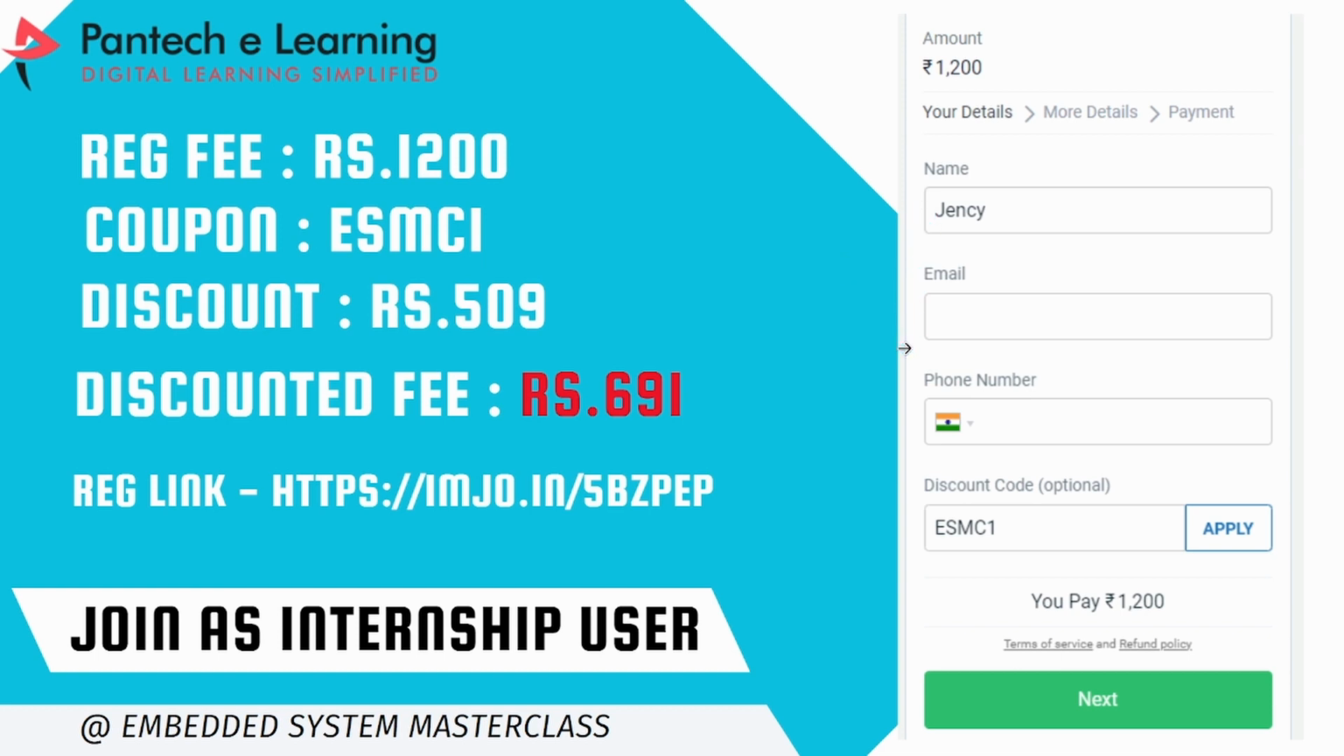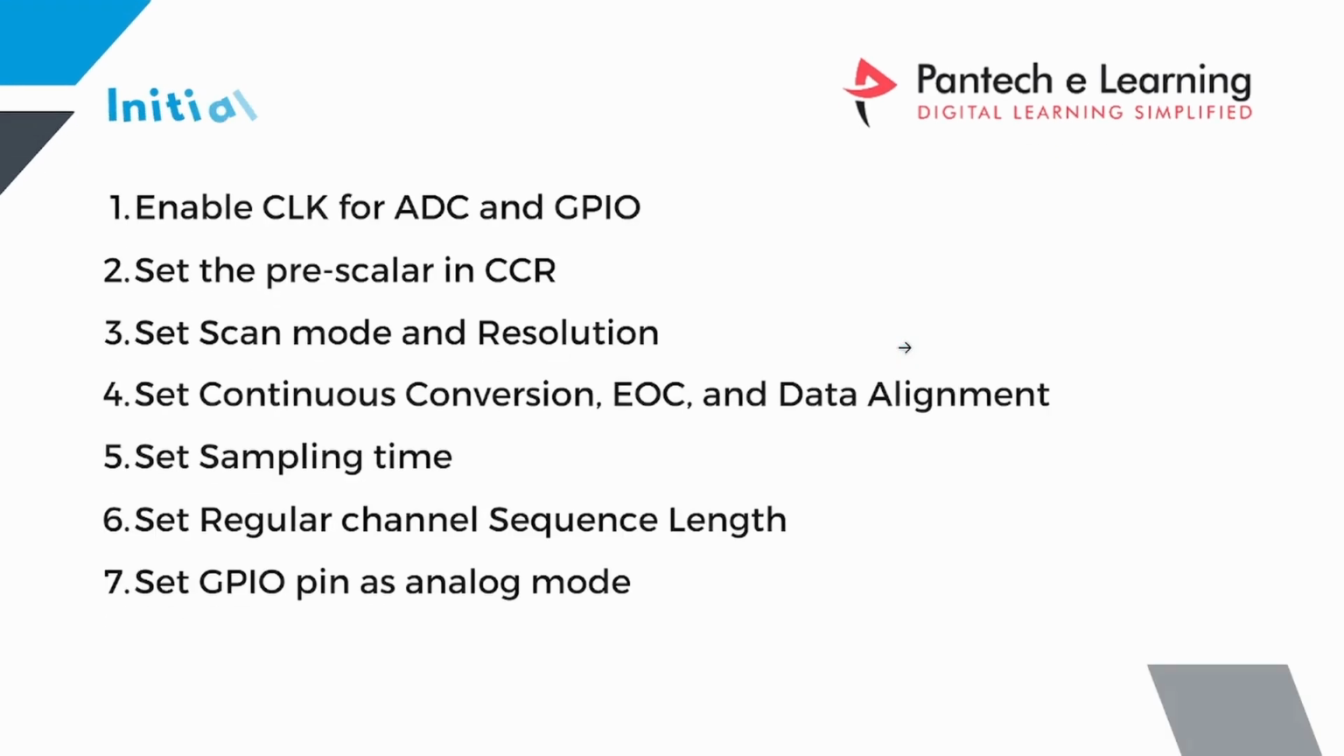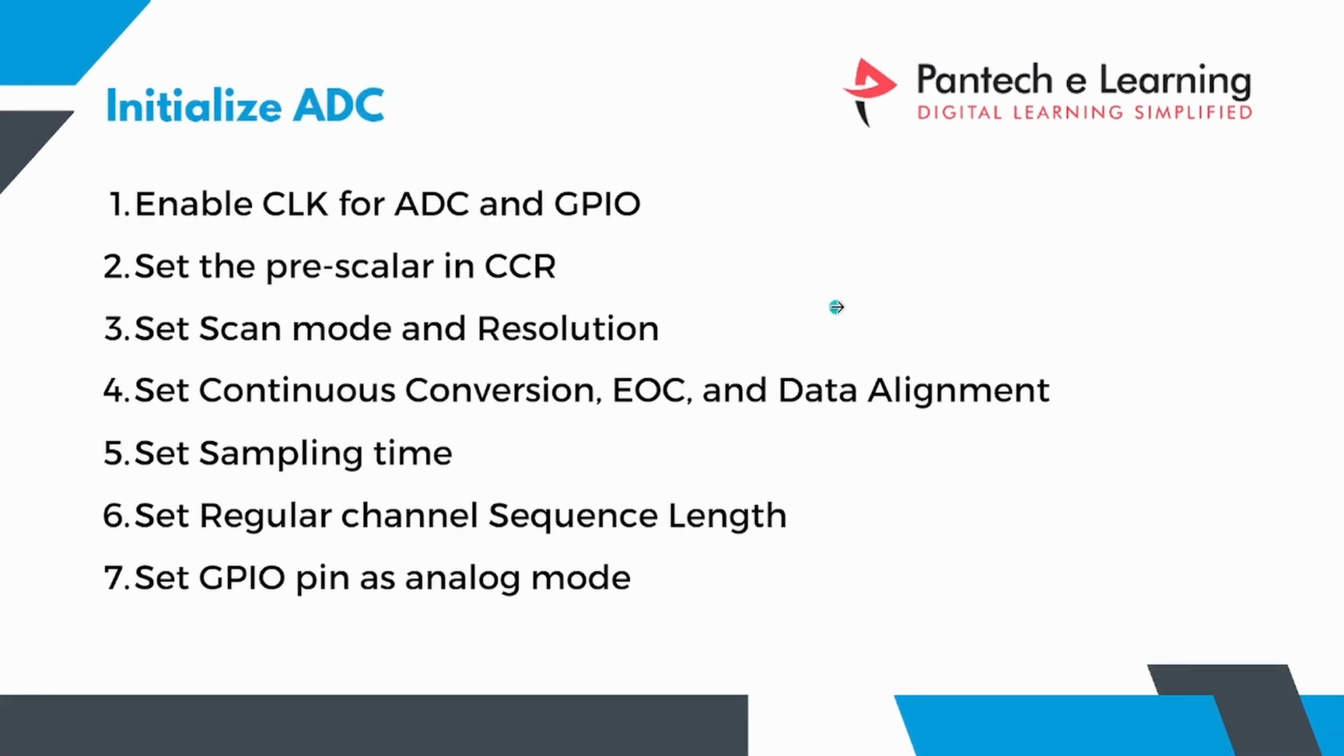Now we will get into the topic. First we have to create an initialization for the ADC. First we have to enable the clock. We will enable the clock for ADC and GPIO. Then we have to set the prescaler value. So what is the prescaler value? If I'm going to use the P clock as 8 megahertz, it is not an issue.